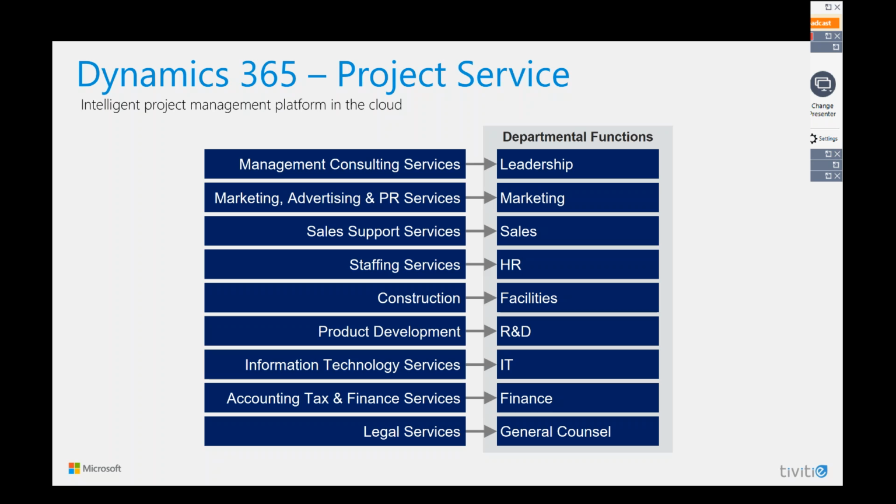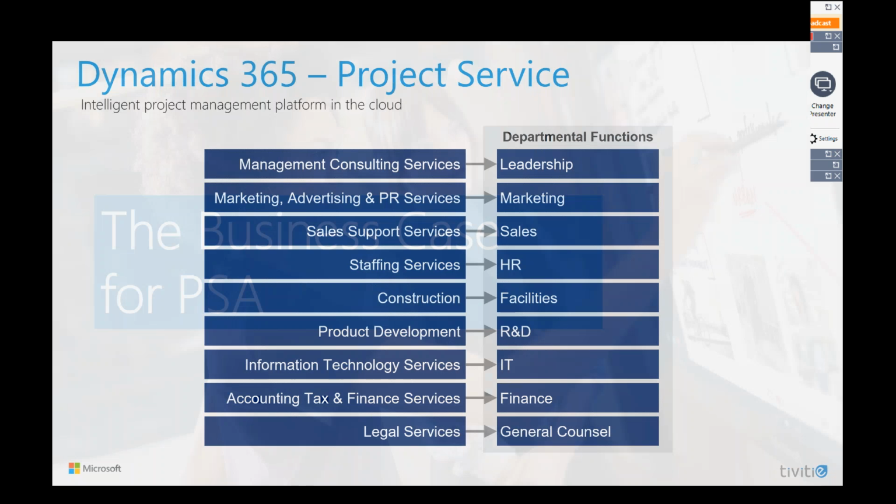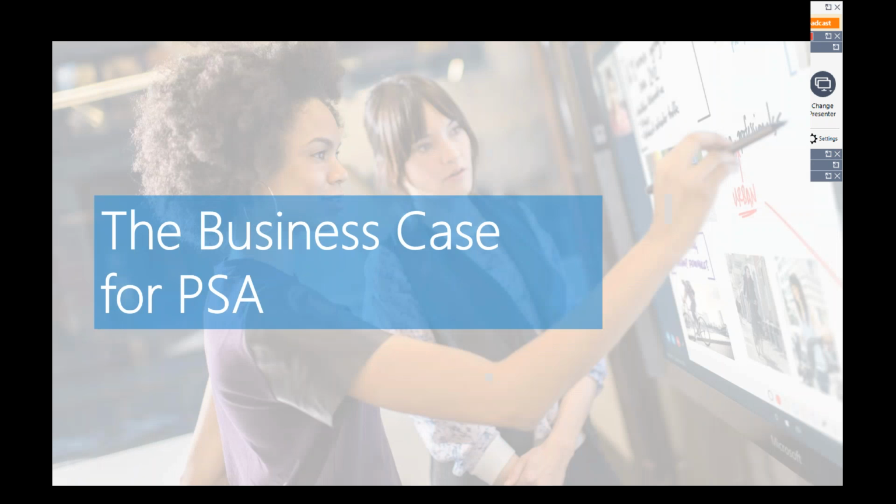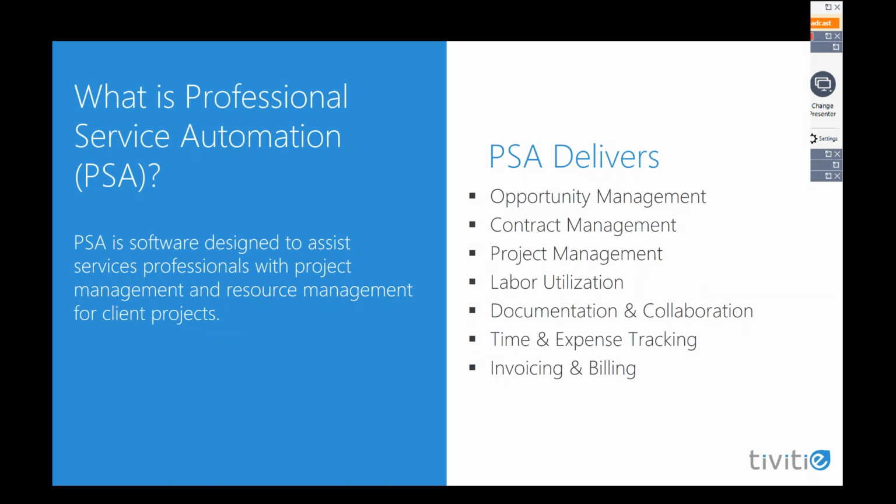So let's talk about what that means for PSA, or professional services automation as a discipline. So what is professional service automation? Well, it's really a software solution designed to assist services professionals with project management and resource management for client-facing projects. And that could be internal or external-facing clients, but that's a generally high-level definition of what it does.